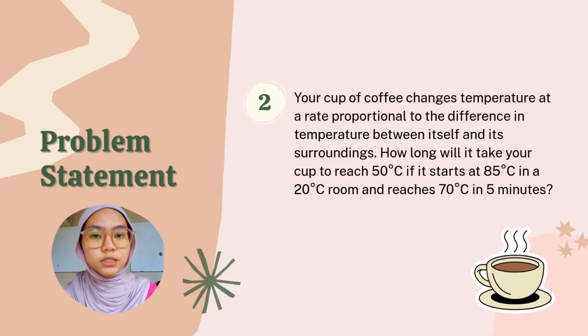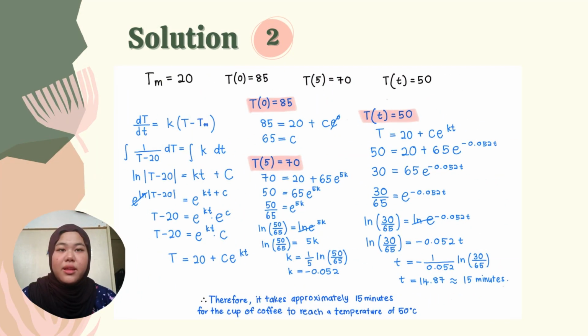Your cup of coffee changes temperature at a rate proportional to the difference in temperature between itself and its surrounding. How long will it take your cup to reach 50 degrees Celsius if it starts at 85 degrees Celsius in a 20 degrees Celsius room and reaches 70 degrees Celsius in 5 minutes? Before we solve this question, let us jot down all the information given. First, Tm, the temperature of the surrounding, equals 20 degrees Celsius. The initial temperature at time 0 equals 85 degrees Celsius. The temperature at time 5 equals 70 degrees Celsius. And last but not least, they gave us the temperature at time t equals 50 degrees Celsius.